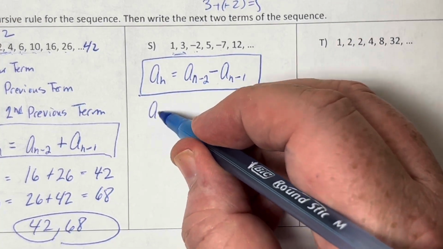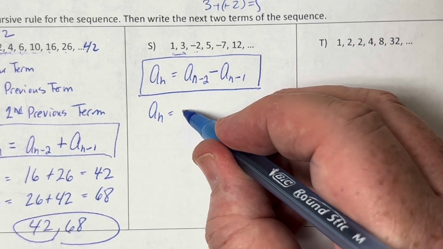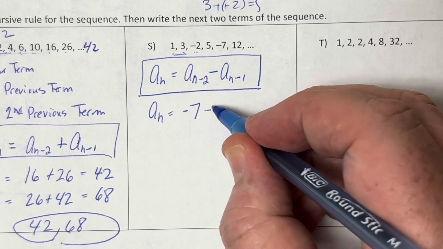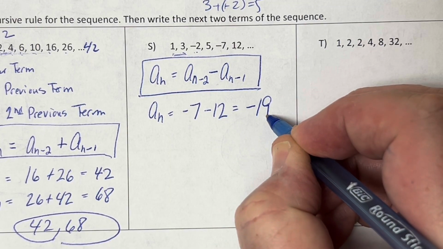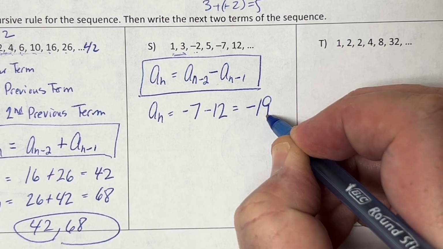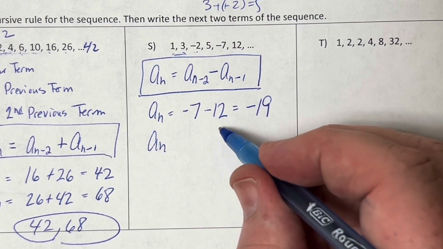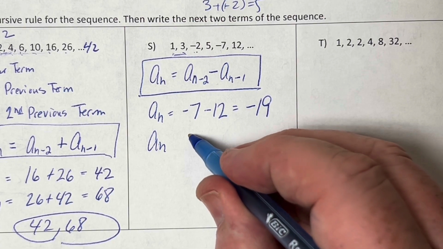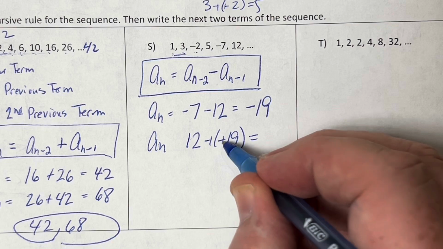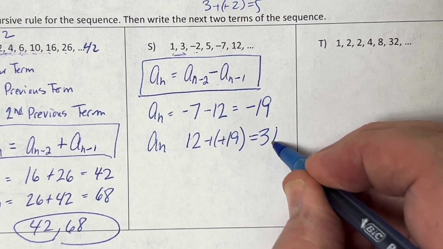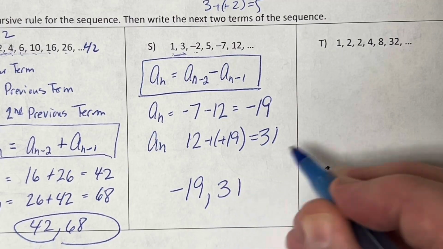So our next one would be negative 7 minus 12, which is negative 19. And then 12 minus negative 19, keep, change, and that is 31. So we have negative 19 and then 31 for our next two.